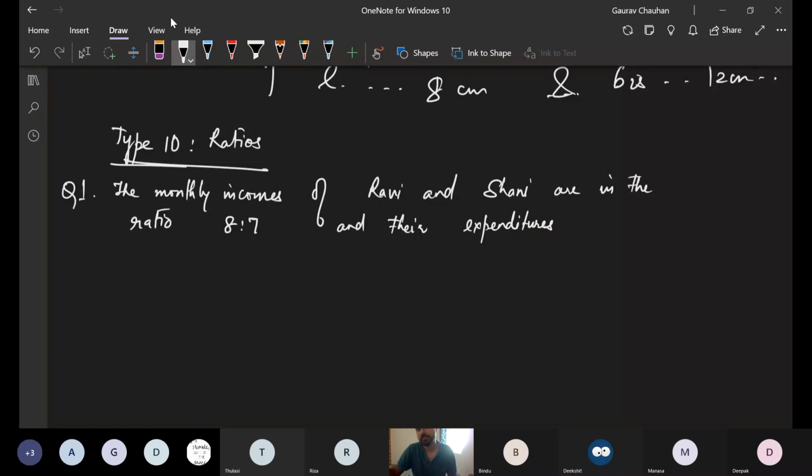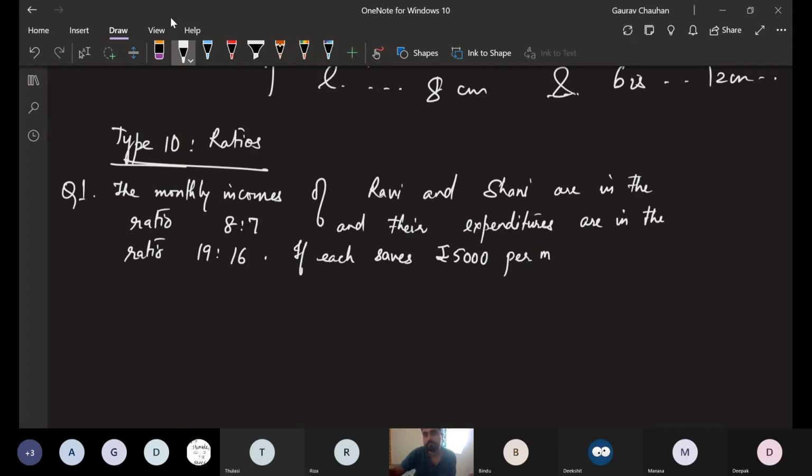Expenditures. If you have problem in understanding any word, please unmute and tell. And their expenditures are in the ratio 19:16. Okay, if each one of them saves rupees 5,000 per month, find the monthly income of each.